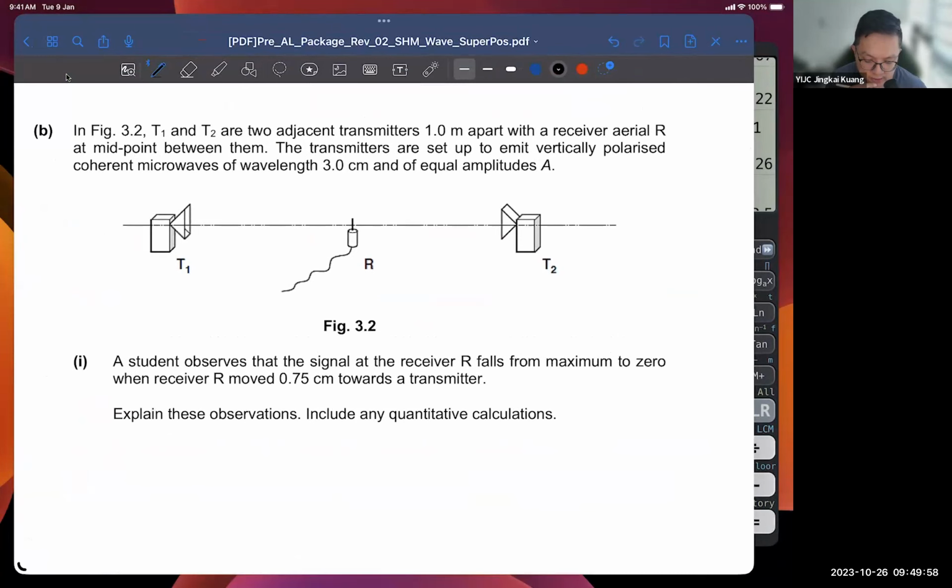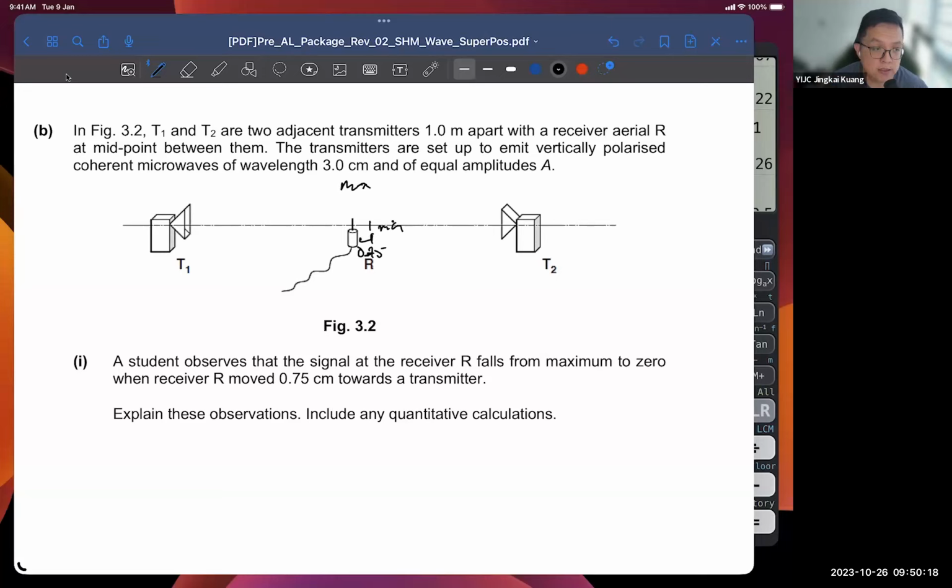Okay, T2, T1 adjacent transmitters 1 meter apart. Receiver R in the middle between them. Wavelength of 3 cm. At R, it is at maximum. But once you move to the side 0.75 cm, this hits the minimum already.